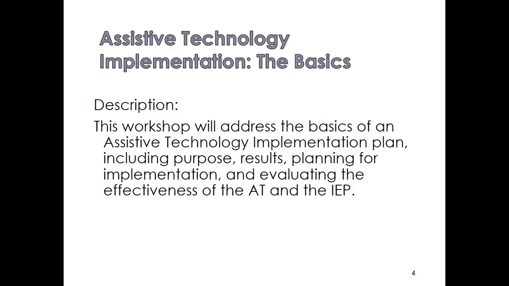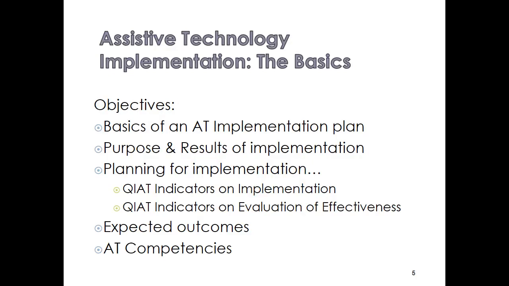We will talk about purpose and results. We'll look at that planning piece, bring in those quality indicators. We'll evaluate the effectiveness of AT and in the IEP. So our objectives today are looking at that basic implementation plan, the purpose and results, the planning for implementation with those quality indicators, some of the expected outcomes that you should have, and as well, I couldn't do this session without pulling in some AT competencies that I feel have to be included when we talk about good quality AT implementation with fidelity.